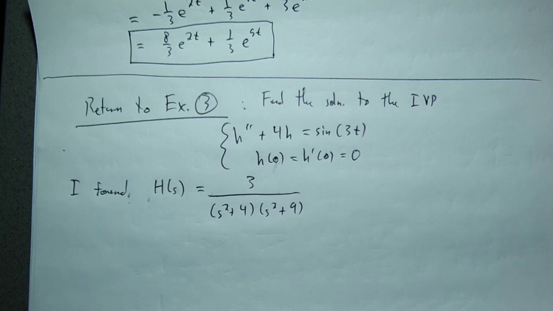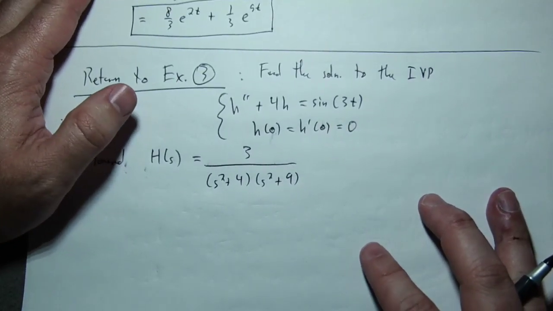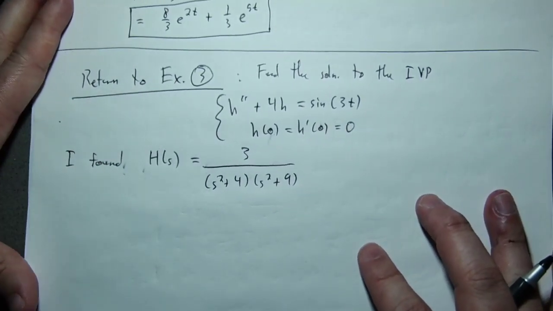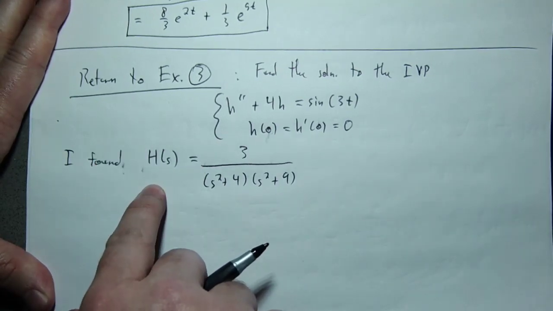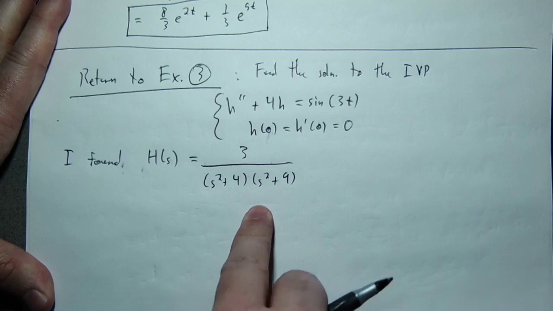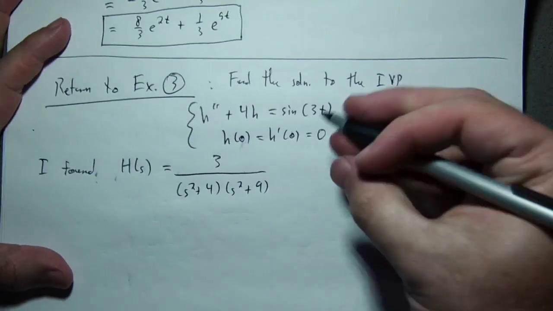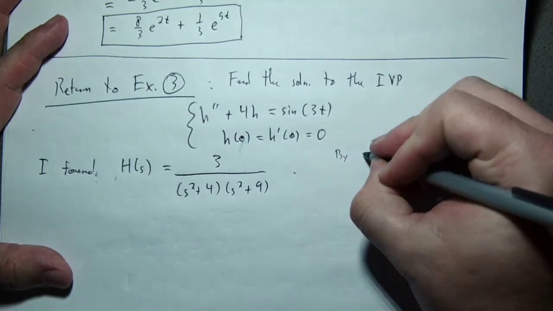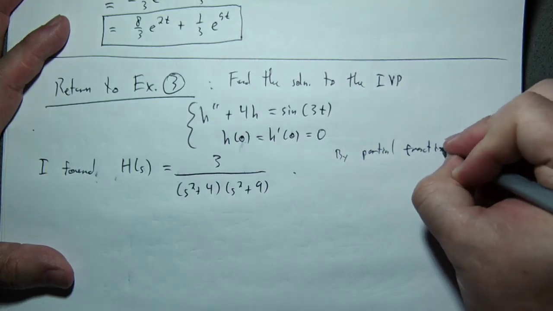So let's do that for this example, and then we'll be done, and you'll have seen enough to understand how this stuff works. My Laplace transform of the solution is this. I need to use partial fractions again. There's no getting around it. So by partial fractions, you can do something neat here, of course.